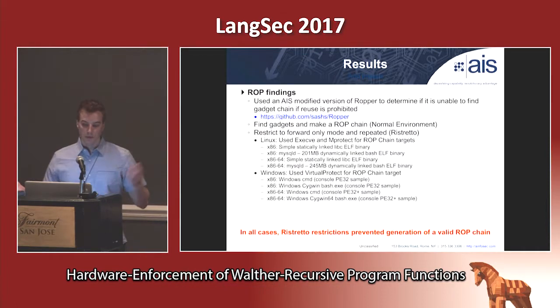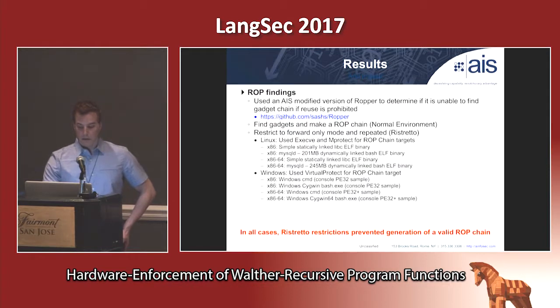So it was a lot, and we tested this across a bunch of different gadgets, a bunch of different binaries, including for Linux, we tried to do some sort of execve to execute /bin/sh, which is a pretty traditional way to do a ROP chain, or run mprotect or VirtualProtect for Windows. In the Linux case, we just made a really simple libc statically linked ELF binary, which I think just had a printf and just statically linked in libc. And then MySQL daemon, because it was big, and we did that for x86 and x86-64. And for Windows, we just used Windows cmd and a Cygwin bash.exe for x86 and x86-64.